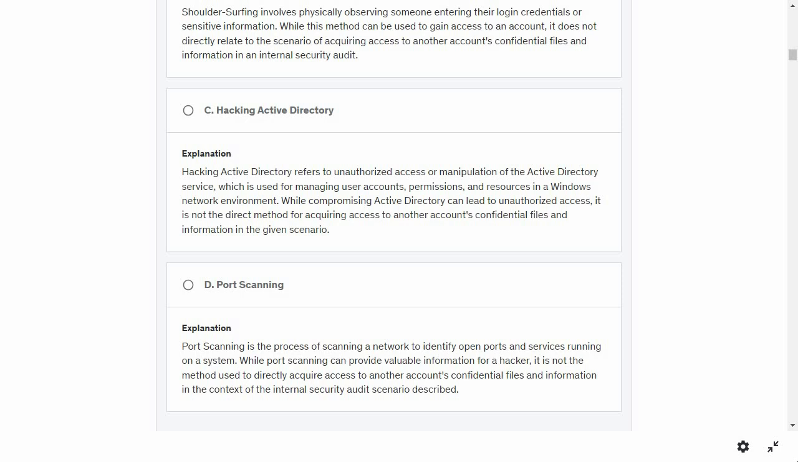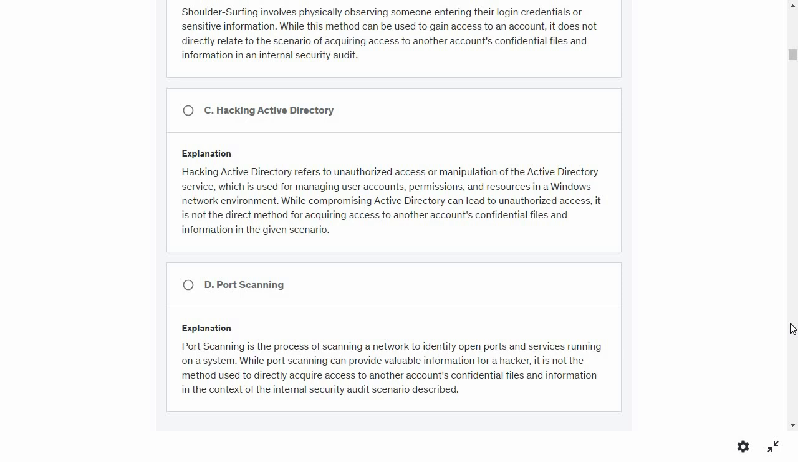Hacking Active Directory refers to unauthorized access or manipulation of the Active Directory service, which is used for managing user accounts, permissions, and resources in a Windows network environment. While compromising Active Directory can lead to unauthorized access, it is not the direct method for acquiring access to another account's confidential files and information in this given scenario. So, hacking Active Directory is not the correct answer to this scenario.